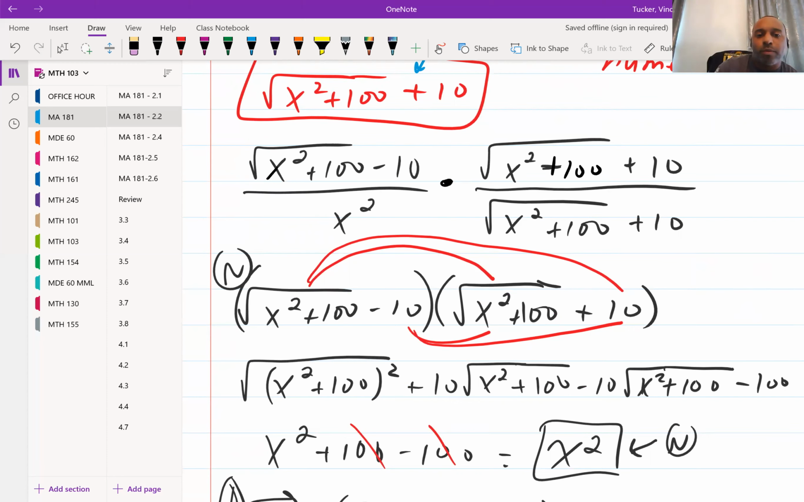Then the square root of x squared plus 100 times 10, that's here. Negative 10 times the square root of x squared plus 100 is right here. And then negative 10 times positive 10 is negative 100, which is right here. All right. So now the square and the square root will cancel, just leaving you with x squared plus 100.